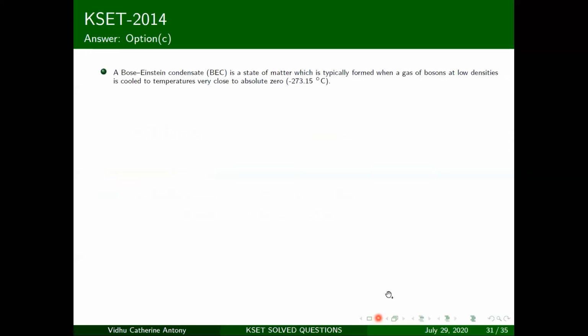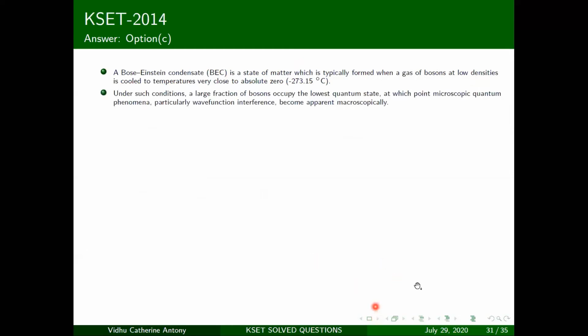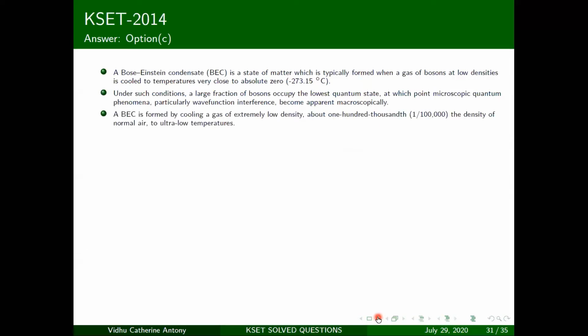What do you mean by a Bose-Einstein condensate? It's sometimes called the fifth state of matter. It's formed when you have a gas of bosons at low density cooled to very low temperatures, close to absolute zero. Then a large fraction of your bosons occupy the lowest quantum state, and basically all these properties come up. You can go through that. We discussed it last time, I think.